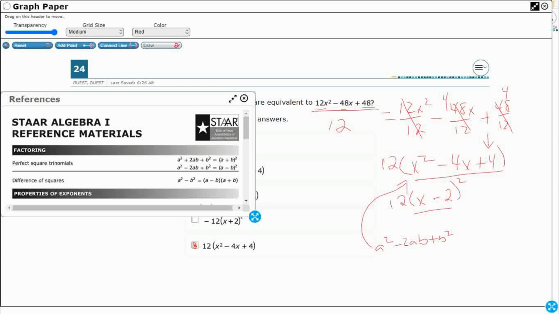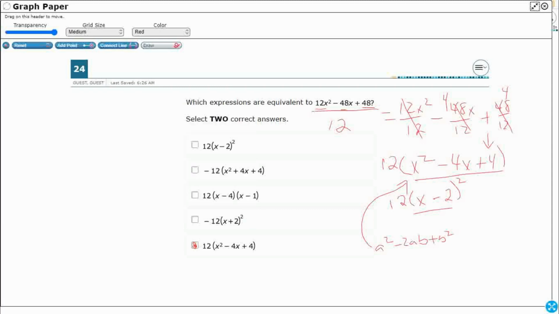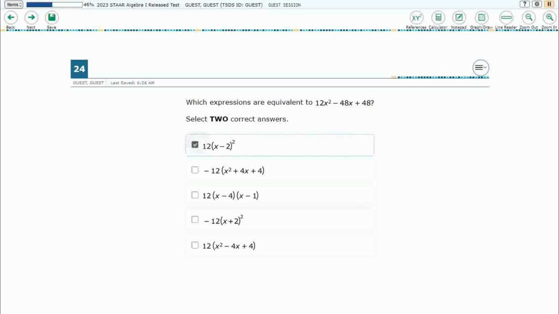If you didn't recognize that, you could still just use the diamond method or some other method to factor it out, and just to see, all right, so I can factor out that x squared minus 4x plus 4 with the 12. Still have to deal with the 12, and then x minus 2 squared. So then that's going to be that first term right there. These two are equal, right? That's just more factored out right there. So our answers are first and fifth.